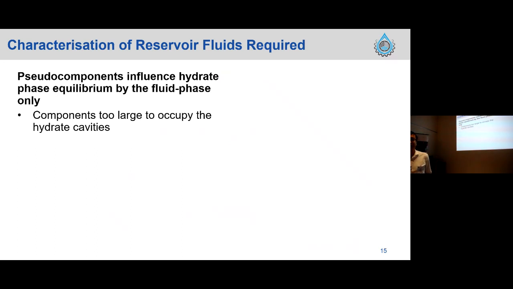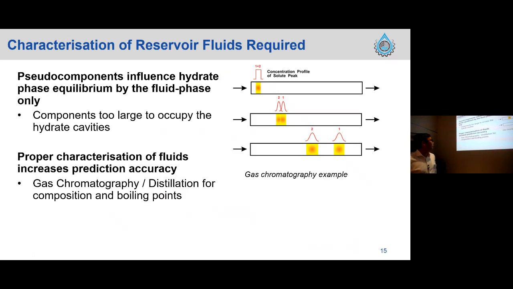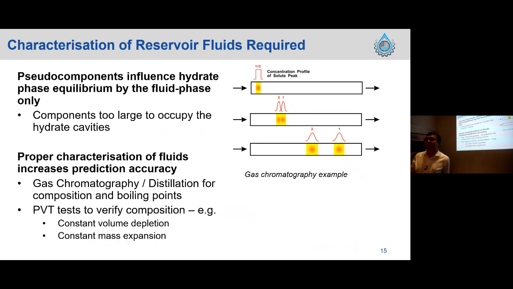And so the way we can do this is primarily through gas chromatography, alternatively distillation. With gas chromatography, this is an example on the right, we're trying to characterize the different components based on their boiling point, for example. As you pass the sample through a tube here, the heavier component will be slower than the lighter component, and you get the separation based on their weight or their boiling point. And so once we can characterize a fluid into these separate carbon number fractions, then we can use various pressure volume tests to further verify the composition, such as constant volume depletion and constant mass expansion.